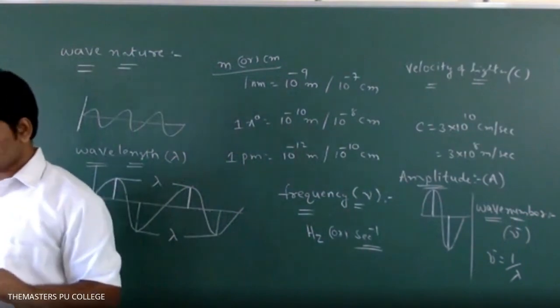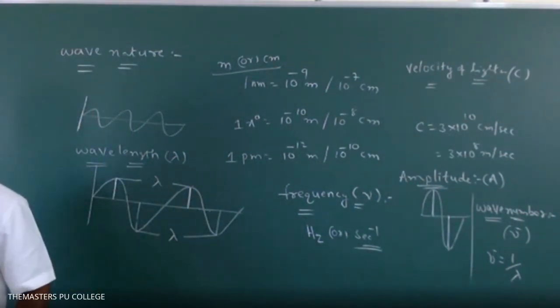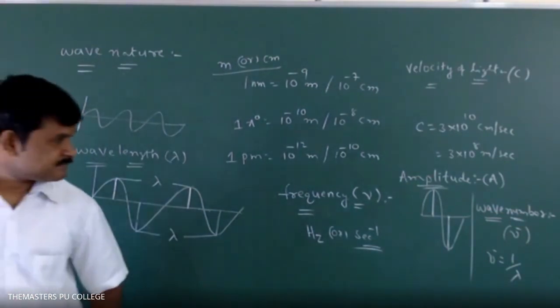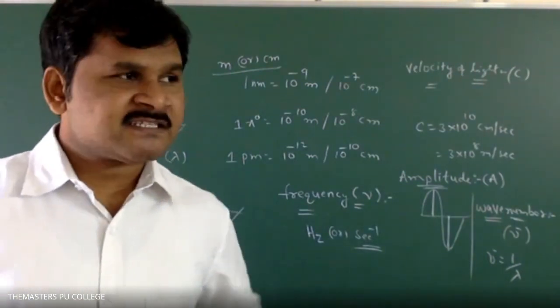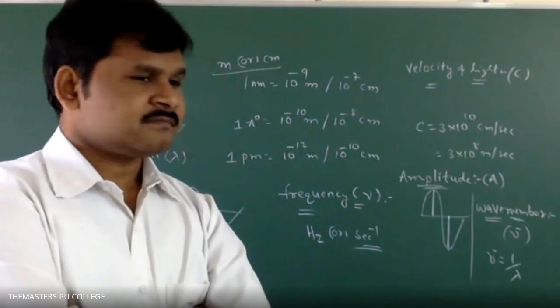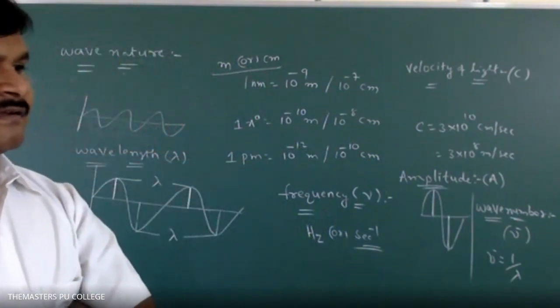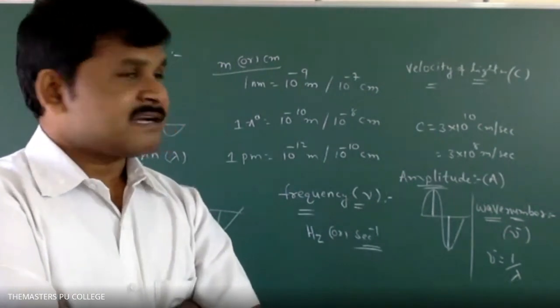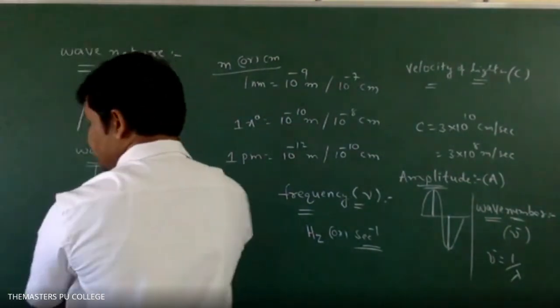Next, wave number. The number of wavelengths present in unit length is called wave number, or reciprocal of wavelength.